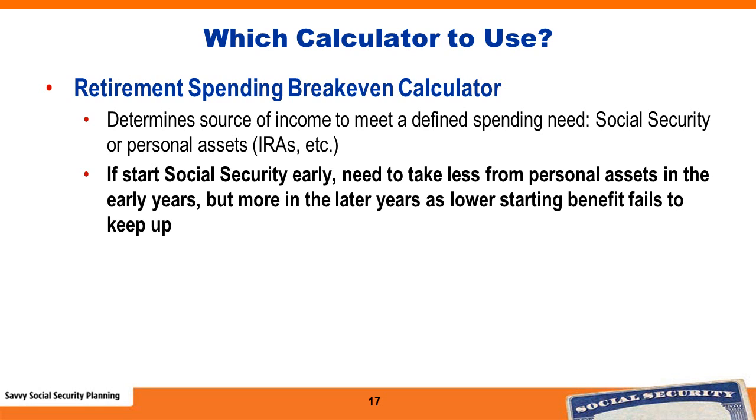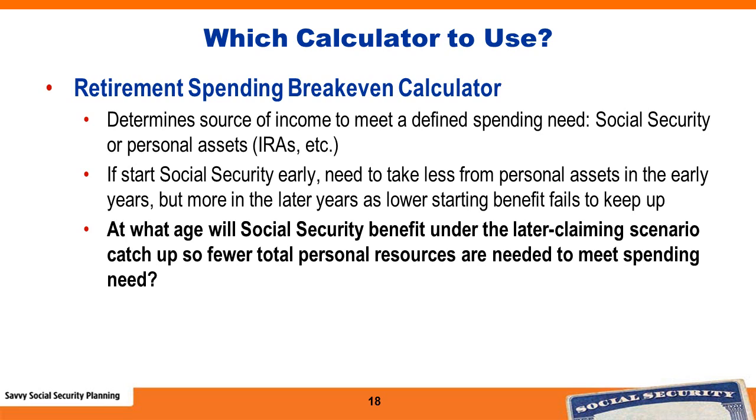Conversely, if he starts Social Security at 70, he'll need to take more from personal assets in the early years, but less in the later years because his benefit will be so much higher. The goal is to have more of the spending need met by Social Security so that less needs to be taken from personal resources in the long run.